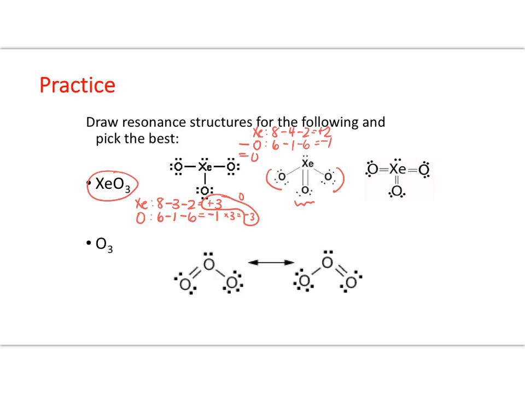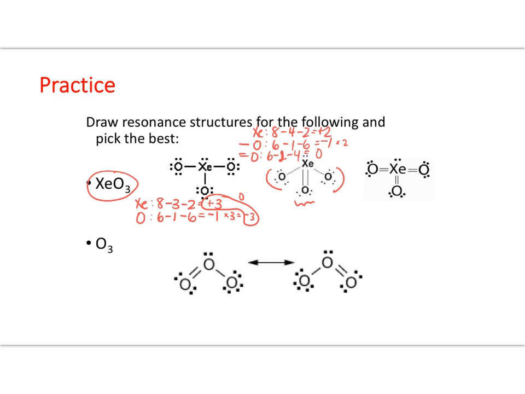And then for the double bonded oxygen, we have 6 minus 2 minus 4, which is equal to 0. So if you add all those up, there are 2 of those, you do get added up to 0 overall. And we do have a negative formal charge on our oxygen as well.